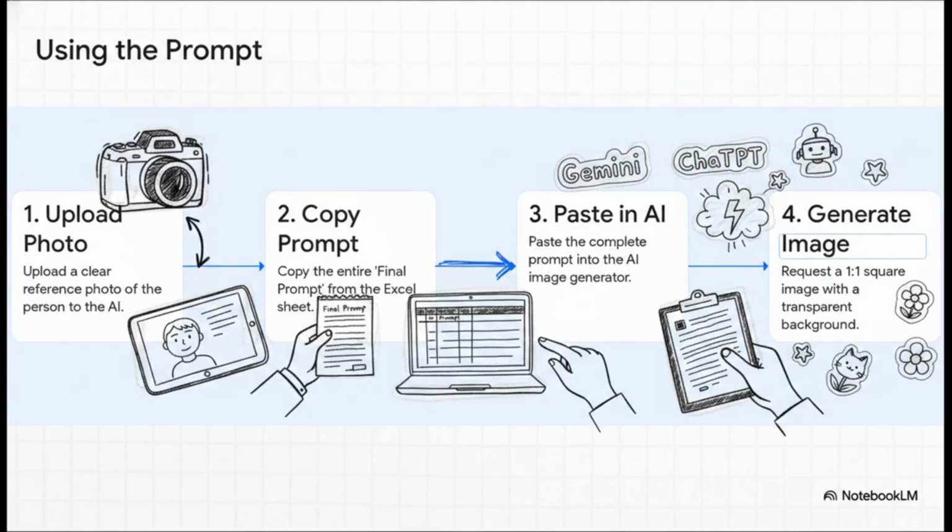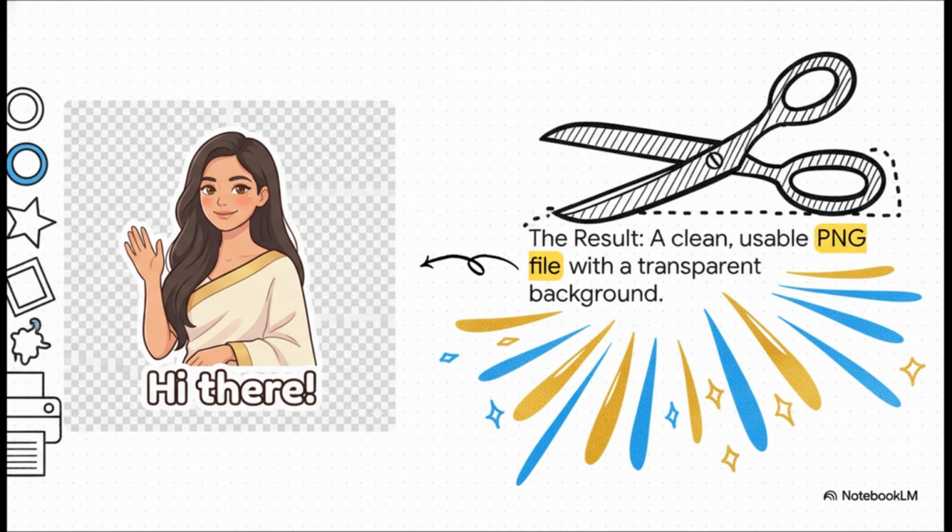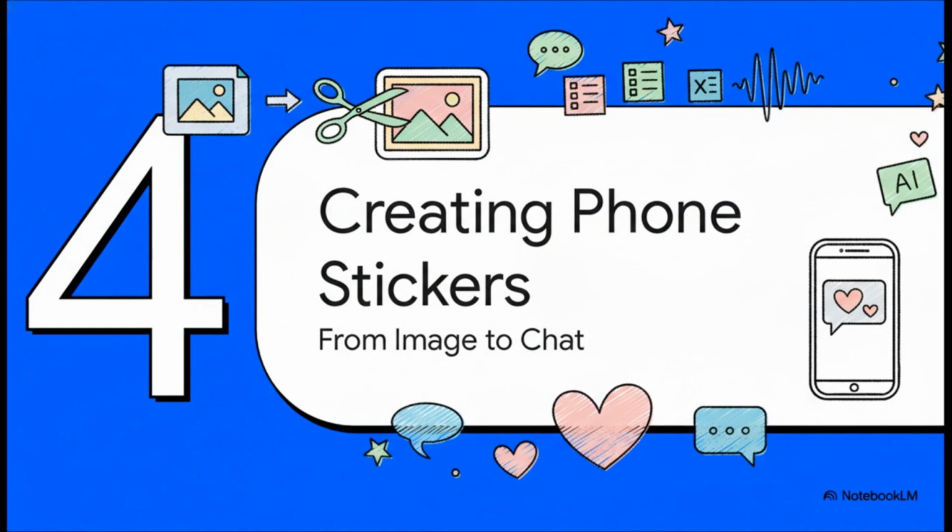And now for the payoff. Head over to your AI image generator like Gemini or ChatGPT. First step, upload a clear reference photo. Second step, copy the entire auto-generated final prompt from the Excel sheet. Third, you just paste it right into the AI. And finally, you hit generate. It's really that simple. And this is what pops out, a clean PNG file with the transparent background, all ready for the final step. A professional-looking sticker from a process that took, what, a couple of minutes? Pretty amazing. We are in the home stretch now.